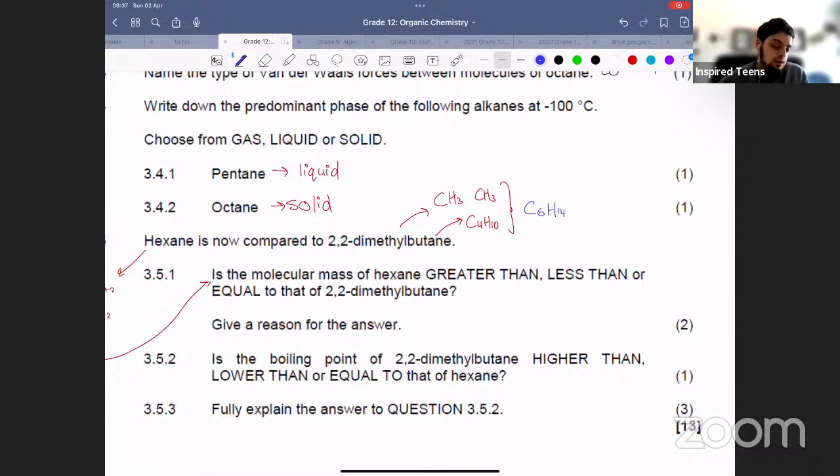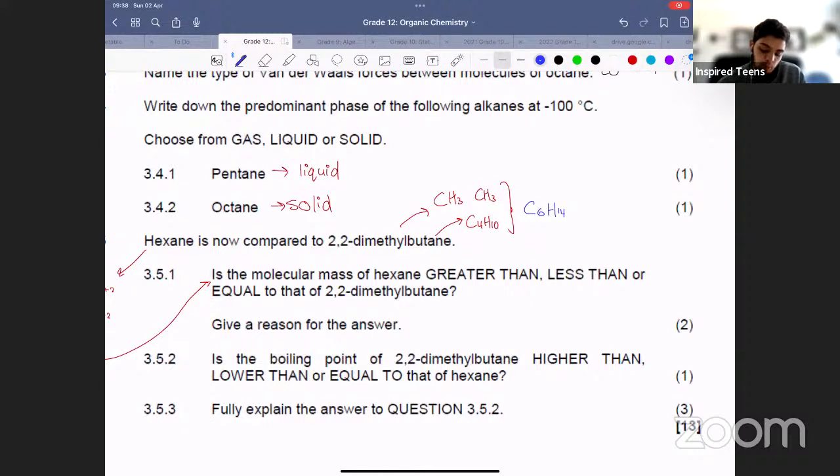If you had to draw it out, you'd count it and you'd see that you have 6 carbons and 14 hydrogens. Give a reason for your answer: because they have the same molecular formula. They have the same number of carbon and hydrogen atoms. So let's look at the next question.